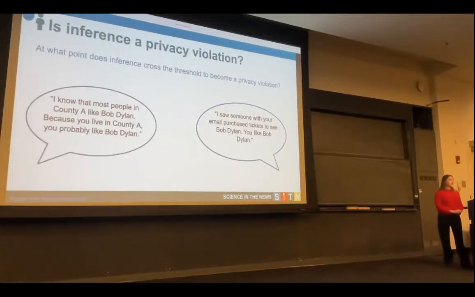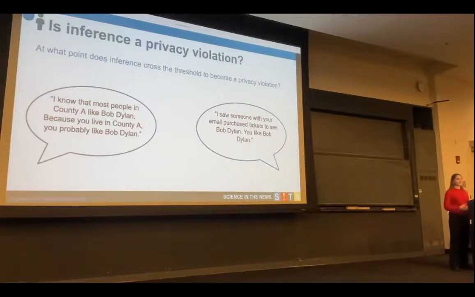Another question we can think about is when we consider inference, when it's a privacy violation, and does it depend on what you're inferring. So for example, it's probably fine with this example on the board to infer that you like Bob Dylan, right? But does this become more problematic when you're inferring demographic information, or inferring the way you vote, or inferring a medical condition that you might have?